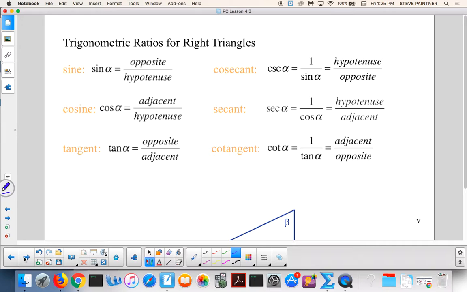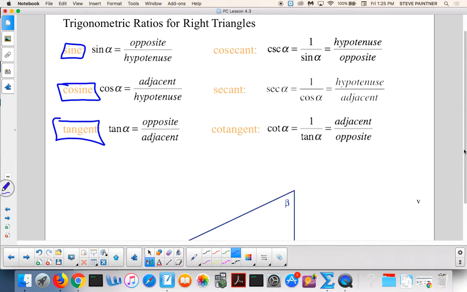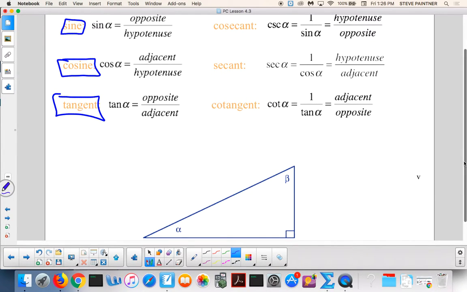Okay. Here come all the big names. The three big ones are sine, cosine, tangent. Now these are just relationships between sides of a triangle. And when I say sides of a triangle, I mean a right triangle. So let's take a look at this.